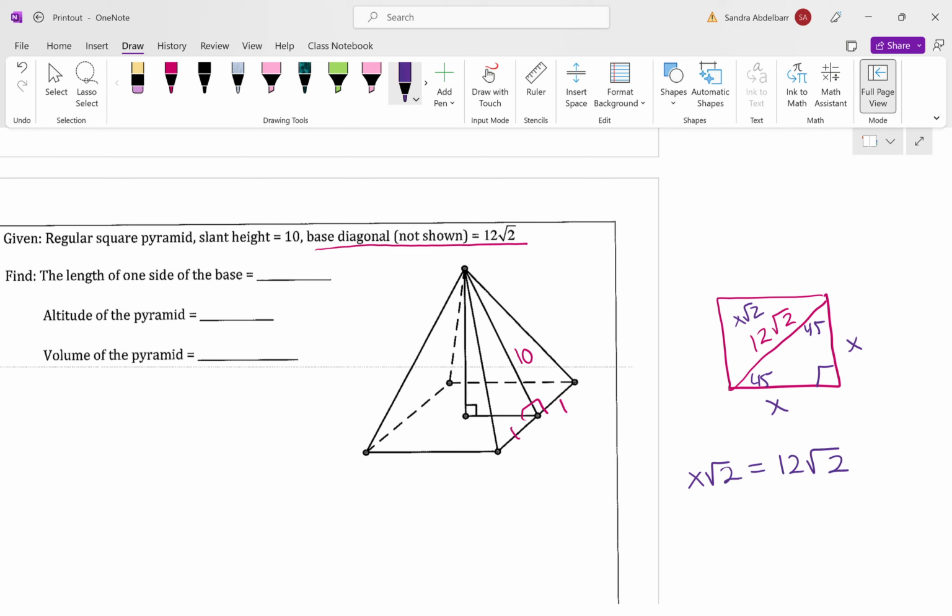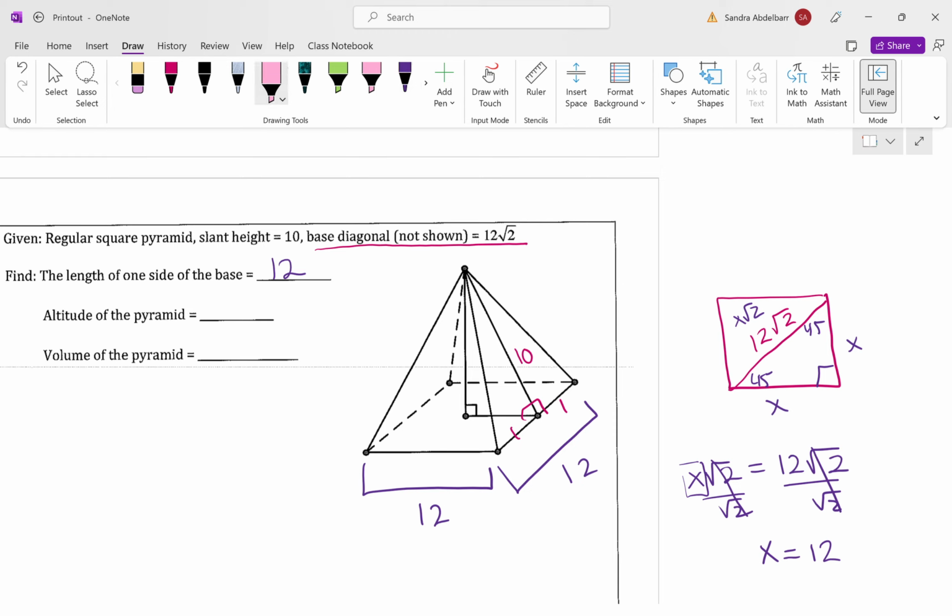So here we have x root 2 equals 12 root 2. We are solving for x, so we divide by root 2 on both sides, and we get x is equal to 12. So this is 12, and this is 12, which means all the sides are 12. So when it says find the length of one side of the base, the length of one side is 12. Now we need to find the altitude. In order to find the altitude, I'm going to use this pink triangle right in here.